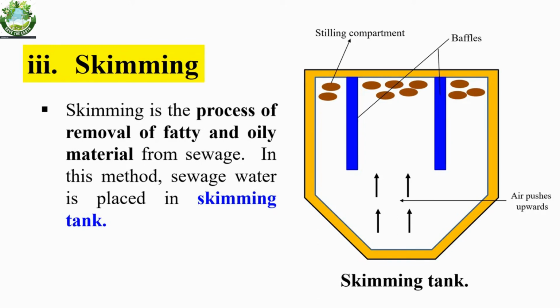And then there is a compartment nearby this skimming tank, which is known as a stilling compartment. So this material is now pushed, or you can say transferred, to the stilling compartment, where it can be removed either mechanically or manually. This means the solid oily and greasy material is transferred to the stilling compartment, from where it is removed. So by this technique, you can give the preliminary treatment to the sewage wastewater.